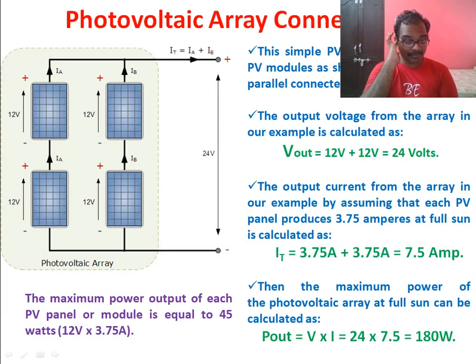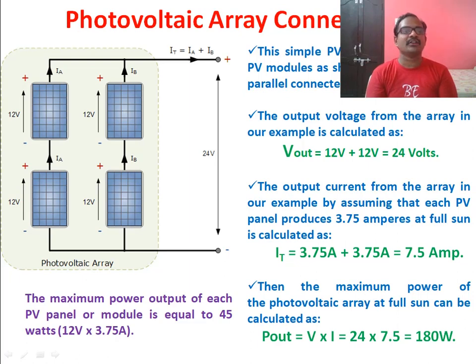Now let's take a common, general example. The diagram shows a PV array which consists of 4 photovoltaic panels. Here the arrangement is 2 by 2, which means 2 strings are connected in parallel and each string has 2 panels in series. The voltage rating and current rating of each and every panel is 12 volts and 3.75 amperes. This 12 volts and 3.75 amperes are the VM and IM of a solar panel.